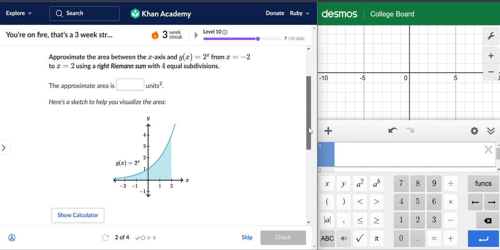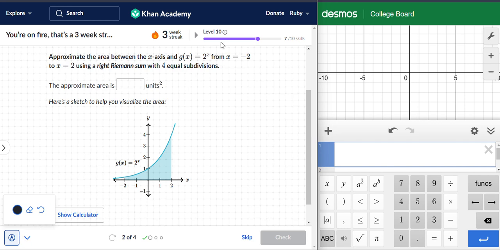Okay, approximate the area between the x-axis and g of x from -2 to 2 using the right Riemann sum and 4 equal subdivisions. Okay, the distance is 4. 4 divided by 4 is 1, which means the width will be 1 unit long. So we're starting here and we're ending here. We're talking about right Riemann sums, so we're going to care about everything to the right. So we're going to care about this point, this point, this point, and this point. And I should have 4 points because we're having 4 subdivisions.